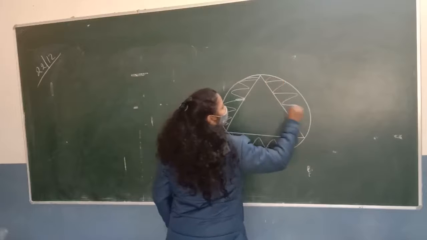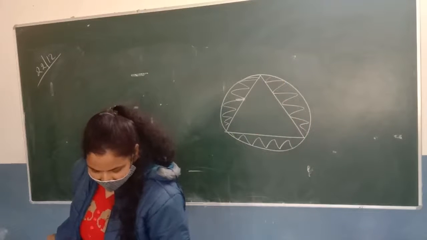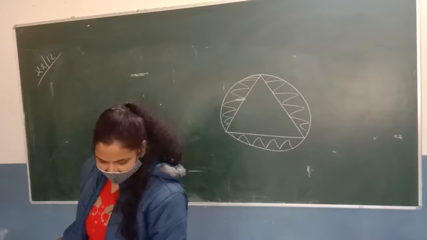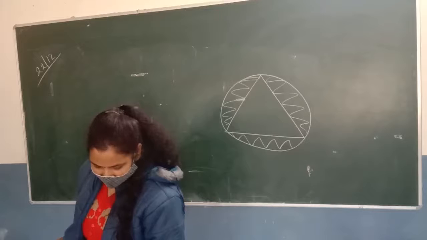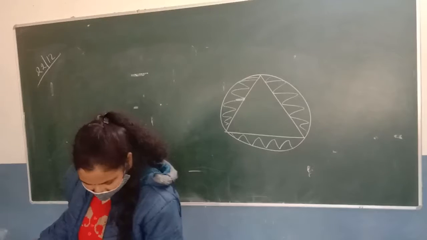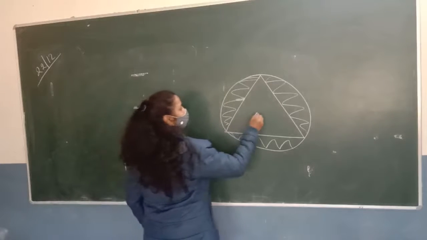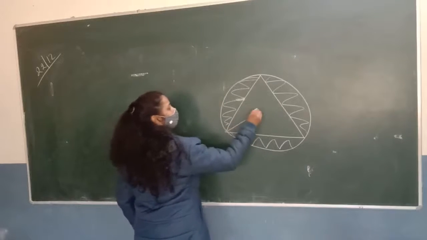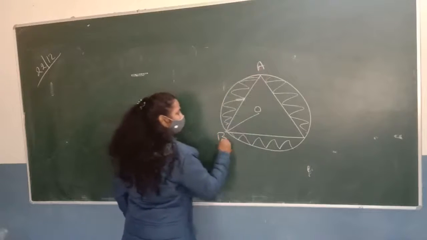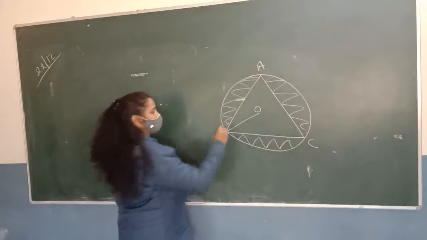The shaded area is the design. In a circular tablecloth cover of radius 32 centimeter, a design is formed leaving the equilateral triangle ABC in the middle as shown in the figure. Find the area of the shaded area of the design. So the radius of the circle is 32 centimeter. This is the center of the circle and ABC is the equilateral triangle. We know the radius of the circle is 32 centimeter.